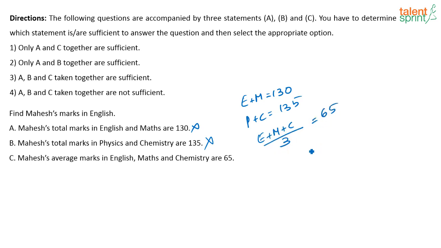So, what should I find out? I have to find out what E is. Now, separately using these statements, I am not able to find what E is. If I combine these statements also, the maximum that I can find out is, I know E plus M is 130, I can substitute that here and find out what C is. Even if I am finding out what C is, then if I put it here, I can find out what P is. But still, I cannot find out what E is explicitly, or the marks of English I cannot find out even after combining all the 3 statements together.